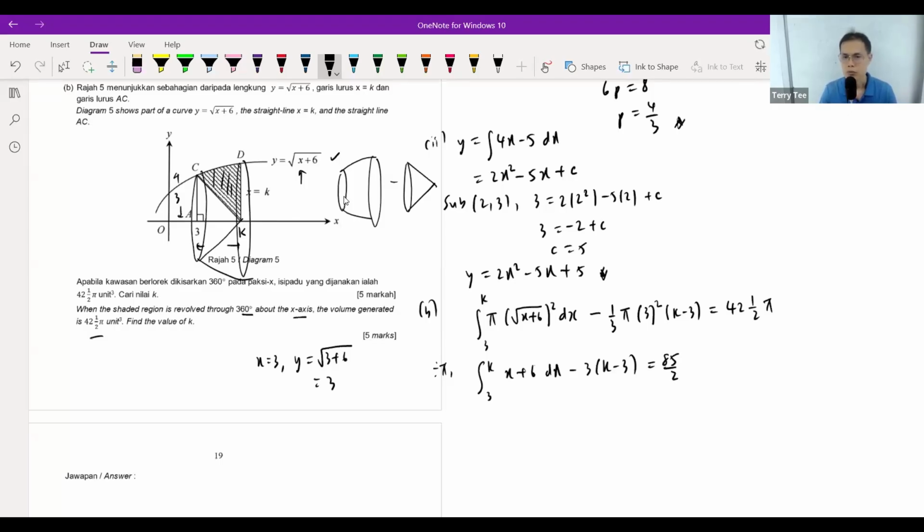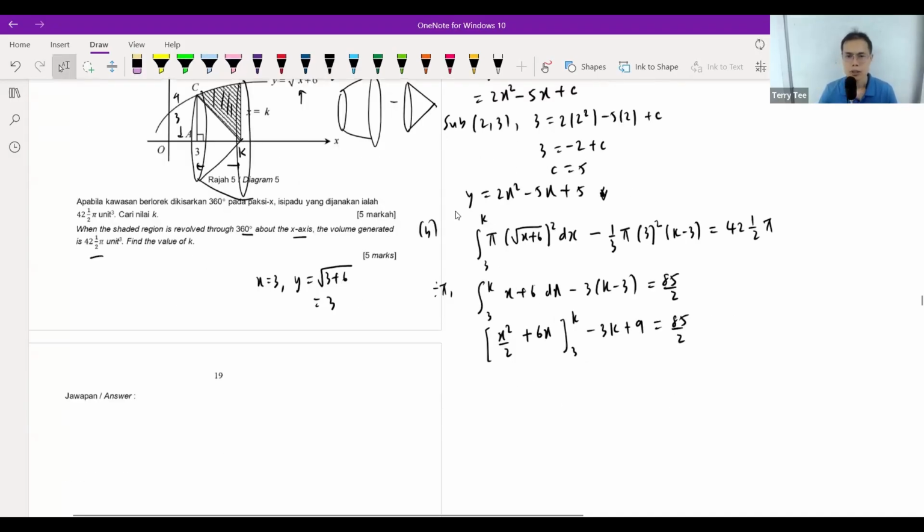Now, our job is to find k. Right? So we're going to integrate first. Integrate is x squared over 2 plus 6x. Lower limit is 3. Upper limit is k. Multiply inside, minus 3k minus 9. Minus minus a plus 9. This is 85 over 2. Okay, let's continue. We substitute k inside: k squared over 2. 6 times k is 6k. 3 squared is 9 over 2. Maybe you should show your substitution. In the exam, they want you to show substitution. So show one by one: minus 3k plus 9.